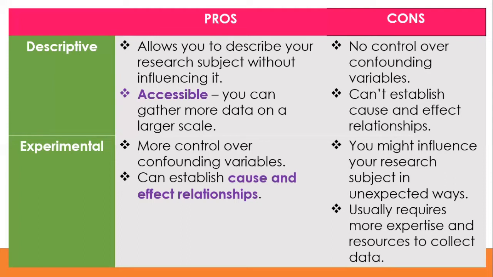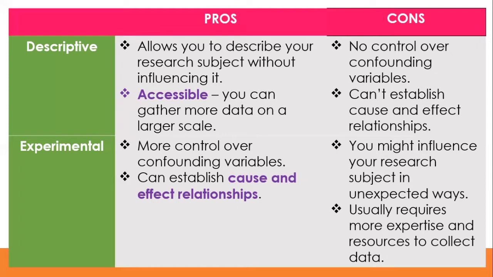On the other hand, for experimental data, the researcher has more control over confounding variables, and he or she can also establish cause and effect relationship because he or she is conducting an experiment or performing an experiment. But the downside of the experimental data is that you might influence your research subject in unexpected ways, and usually it requires more expertise and resources to collect data as well. So that means to say that you need to be an expert first on how to collect your data, or if not, you need to get an assistance of an expert or maybe a statistician.